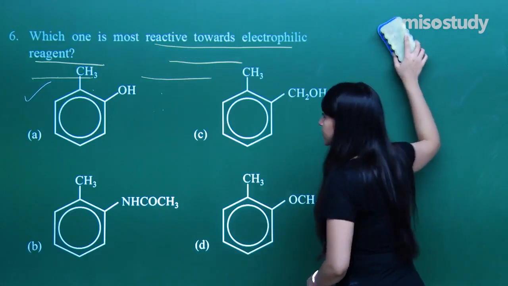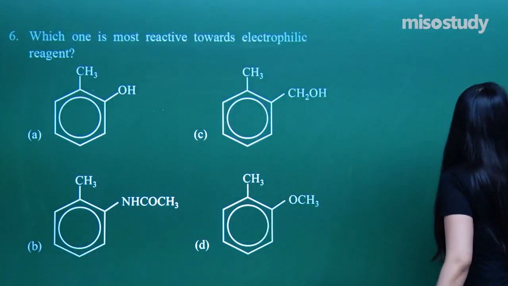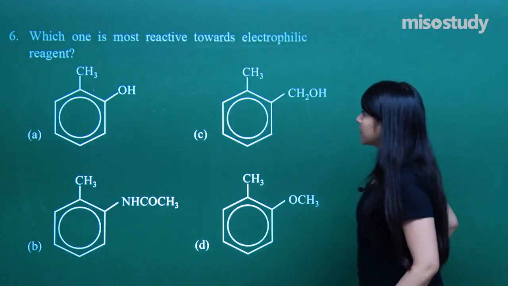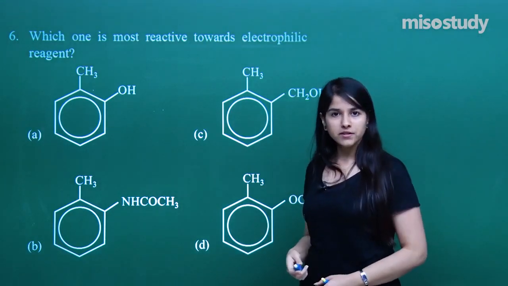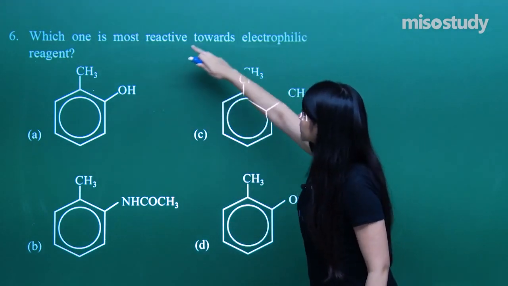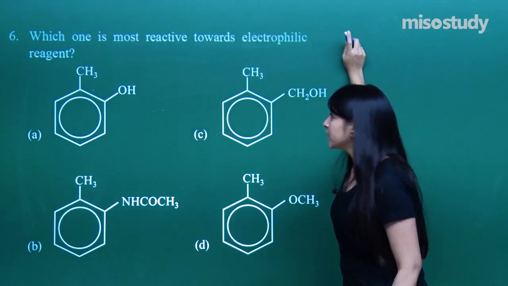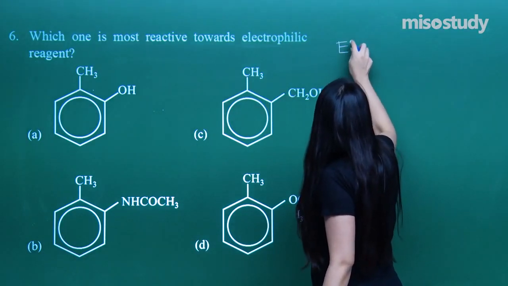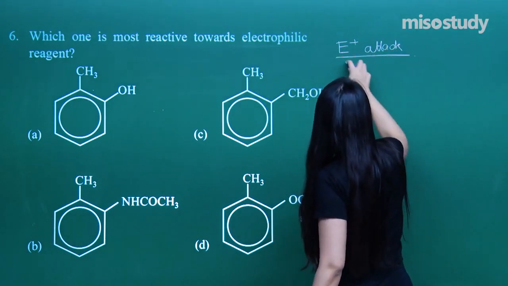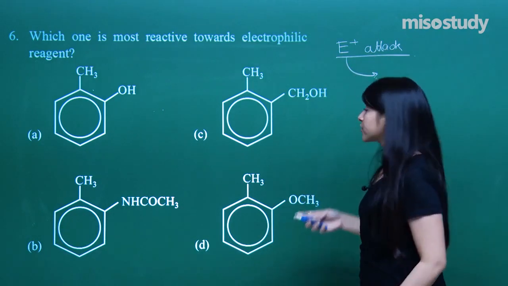So the next question says, let me just rub that off first. Now I hope you all are able to see that clearly. Very important question, super easy. Which one is most reactive towards the E plus reagent? That means the electrophilic reagent. So I have got E plus attack. The electrophiles attack onto that area. Which kind of an area? Having higher electron density.